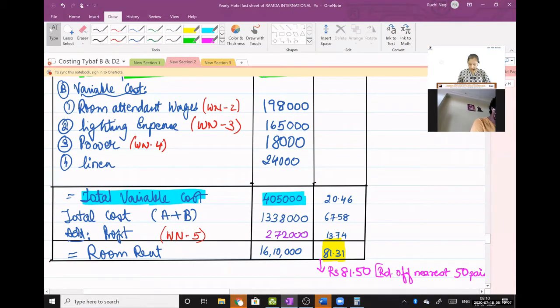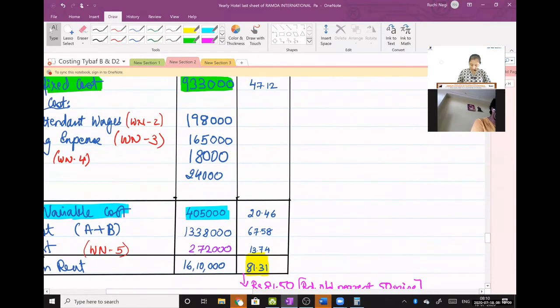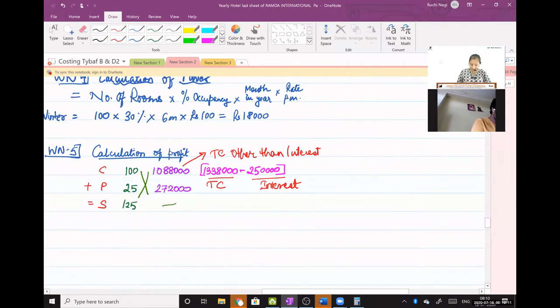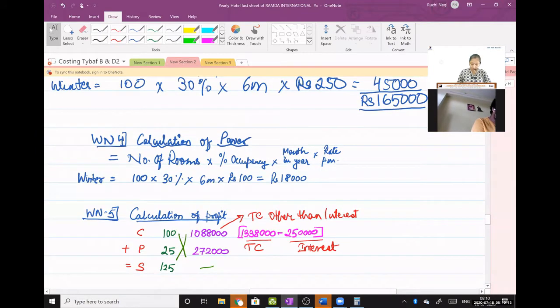You will get your room rent. Clear now? Any doubts for this question? Is it clear? Should I move ahead? Just acknowledge it in the chat box. Okay.